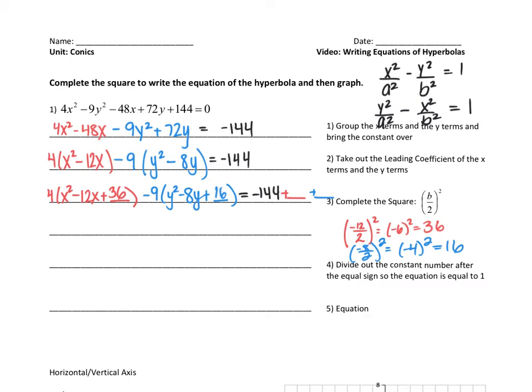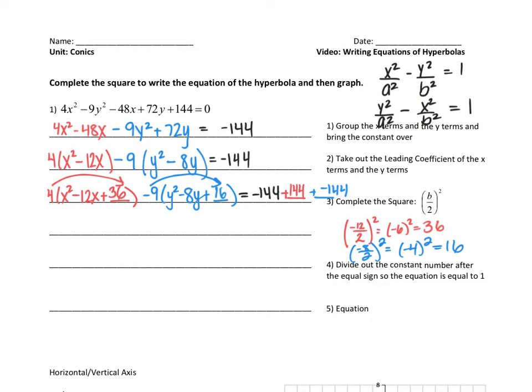But remember, since there's leading coefficients out here, we have to do a little multiplying. So 4 times 36 is going to go on that right side. And when you do 4 times 36, you get 144. And that goes on that spot. Then we have negative 9 times 16. Don't forget to multiply the negative. That will give you a negative 144. So we're adding whatever we multiplied by on the right side. It's okay that that's negative.